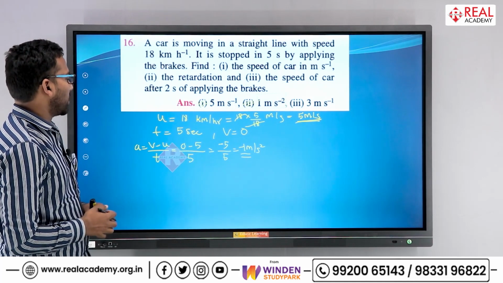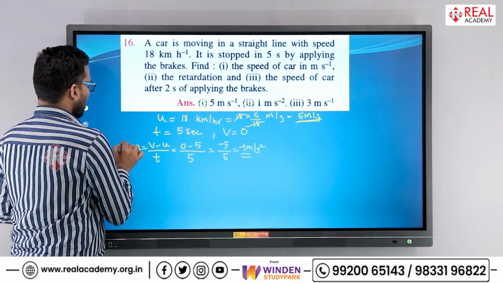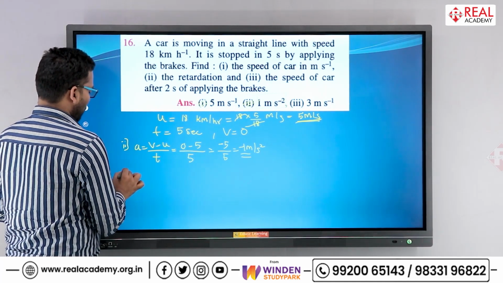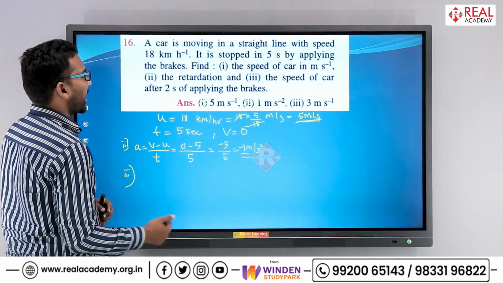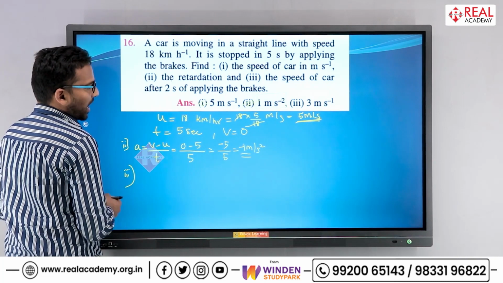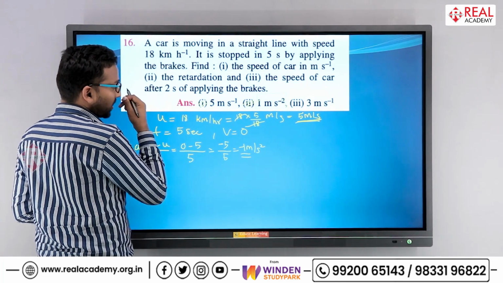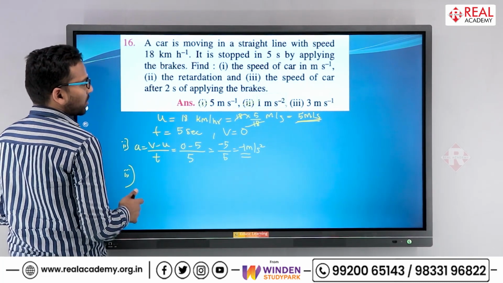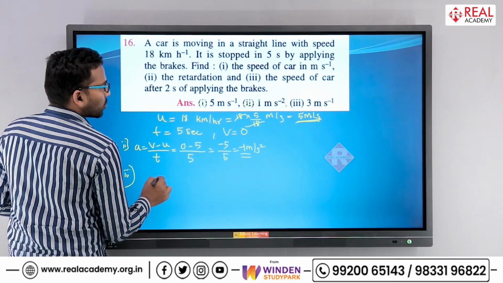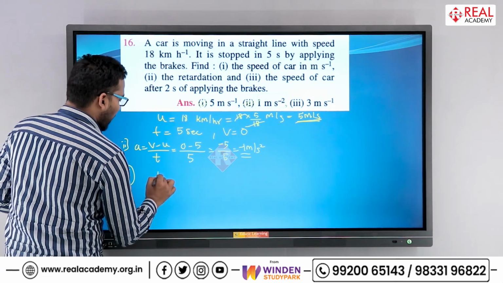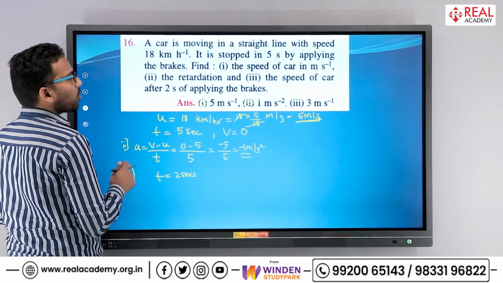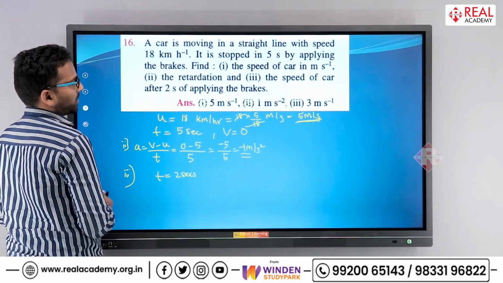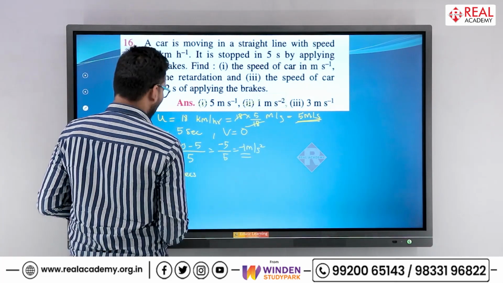Okay, this is the second one, and the last one is the speed of a car after 2 seconds. Here time is given as 2 seconds. So after 2 seconds, what will be the speed of the car? Initially it was 5 meter per second.